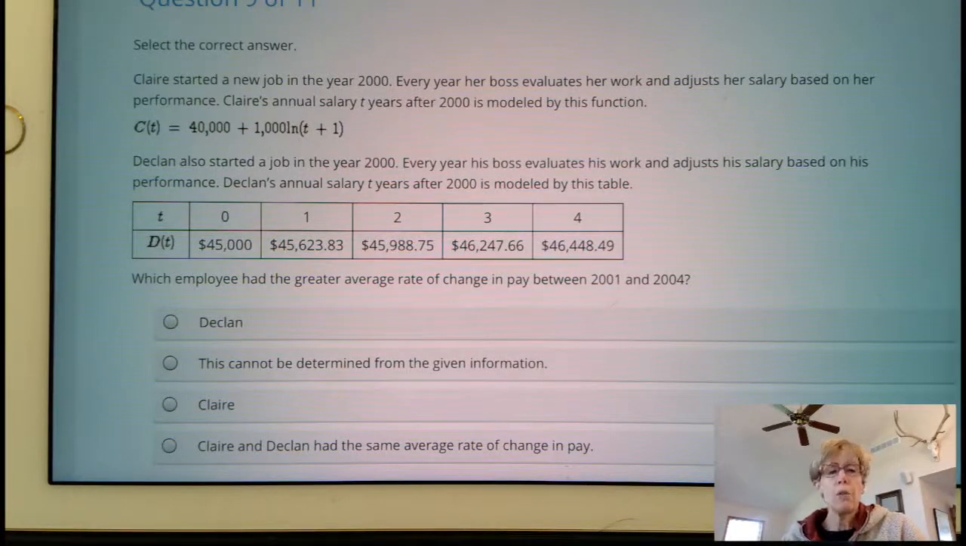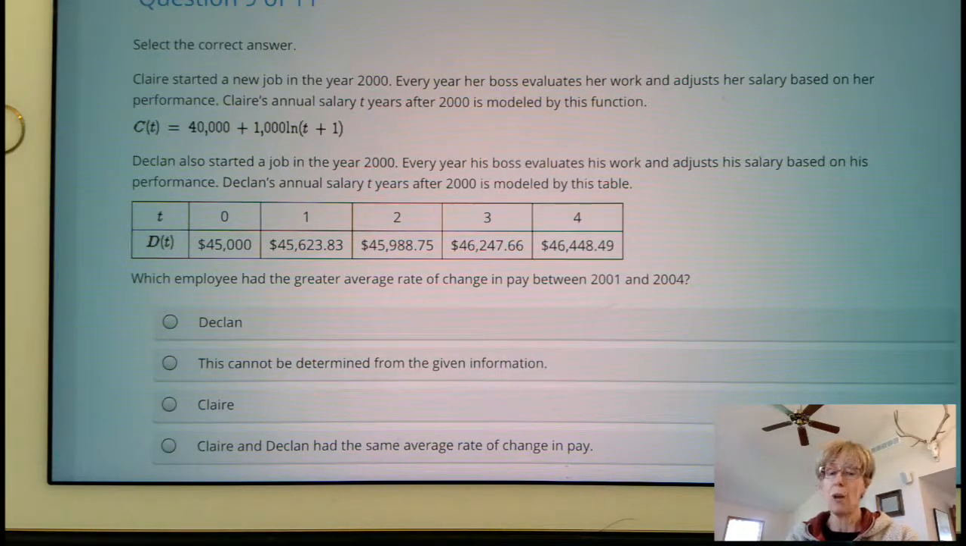Claire started a new job in the year 2000. Every year her boss evaluates salary based on her performance. Claire's annual salary, T years after 2000, is modeled by this function, times the natural logarithm of T plus 1.